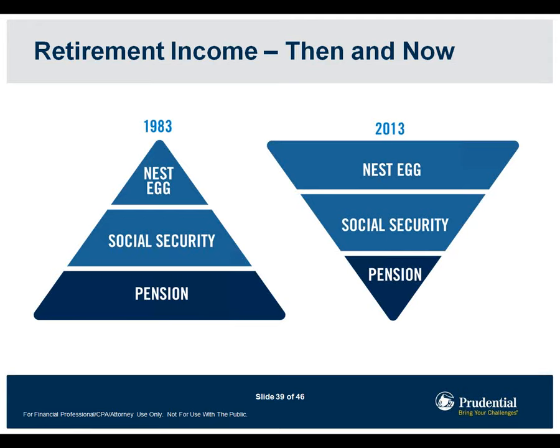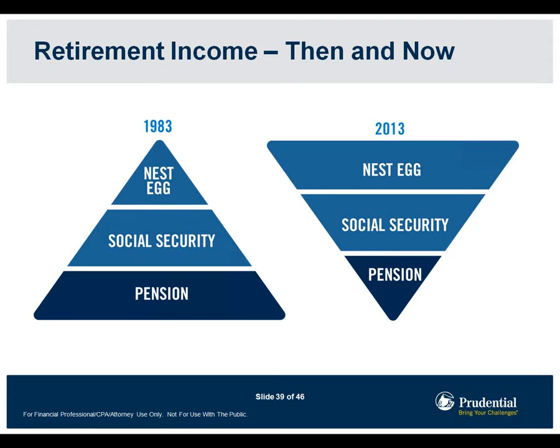I think most people would agree with that general premise. Let me put some numbers around that. In 1983, what do you think the percentage of household wealth in retirement accounts was on average? The answer I usually get is 15%, 10%, 5%. It's actually 1%. Back in 1983, 1% of the average household wealth was in retirement accounts.